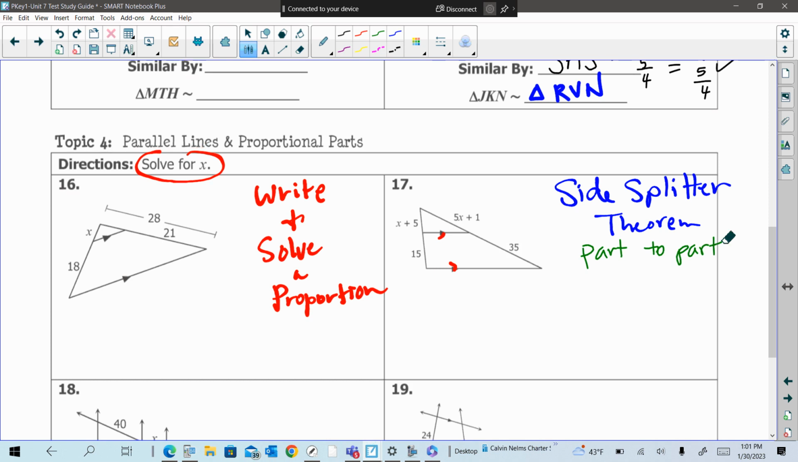Like on 16, I'm missing this little piece right here, that part. I know the whole thing is 28, and I know this part is 21, so I have to use the whole and the part to get the missing part. Does someone see what that little piece has to be? Yeah, it has to be 7. Hope y'all can see that. It's a 7.